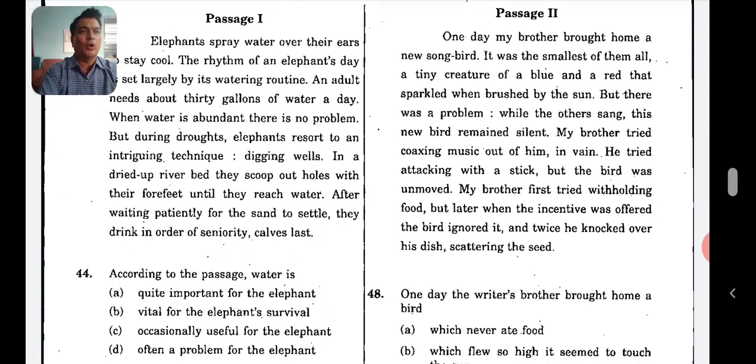One day my brother brought home a new songbird. It was the smallest of them all, a tiny creature of a blue and a red that sparkled when brushed by the sun. But there was a problem. While the others sang, this new bird remained silent. My brother tried coaxing music out of him in vain. He tried attacking with a stick, but the bird was unmoved. My brother first tried withholding food, but later when the incentive was offered, the bird ignored it, and twice he knocked over his dish, scattering the seed.